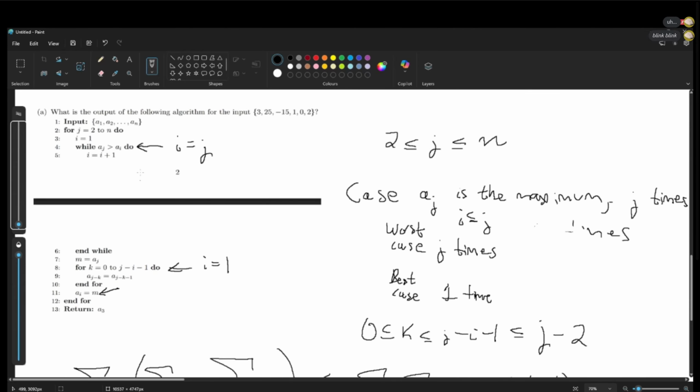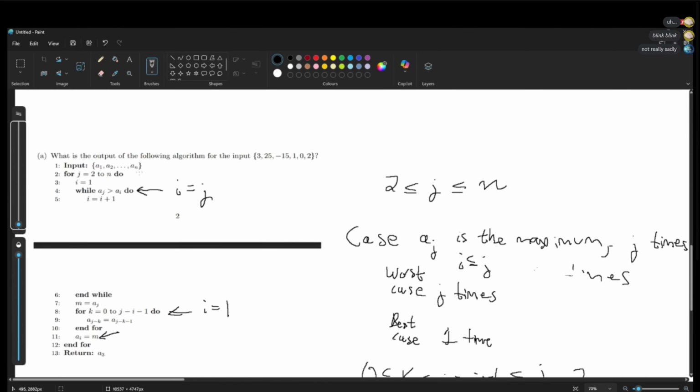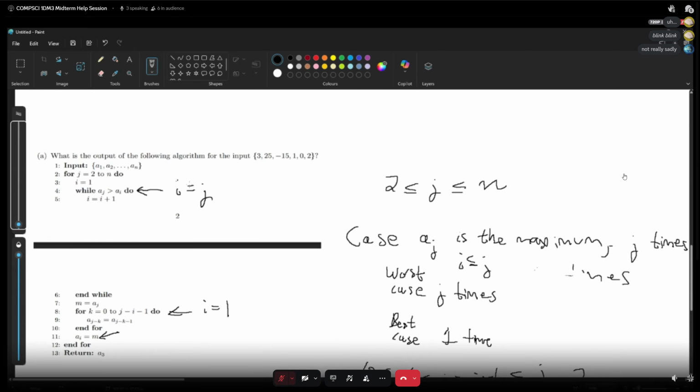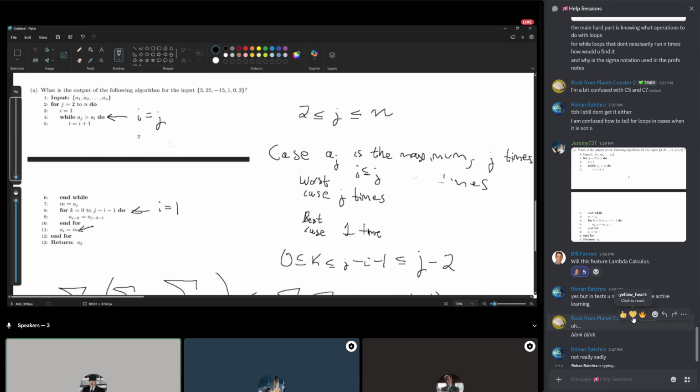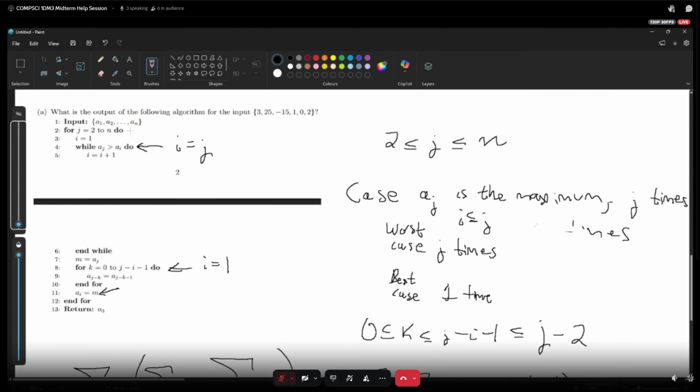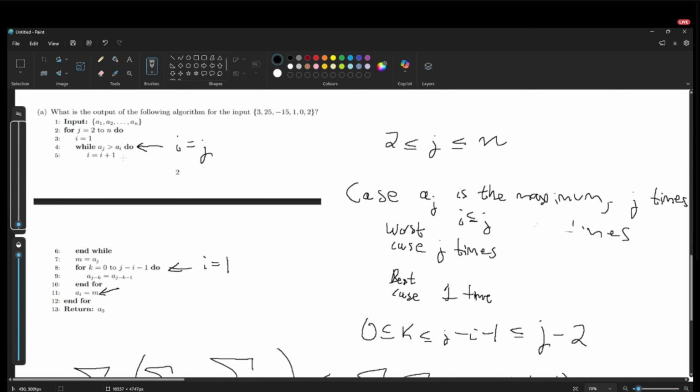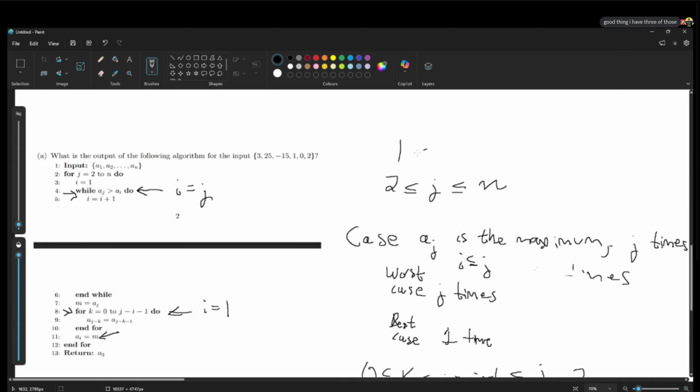Okay, Jeremy, what's another way to describe this? The idea that I'm trying to convey is that j goes from 2 to n, and i is at most j, so this while loop executes at most n times, and this for loop executes at most n times, or at most j times, sorry. So they're technically bounded by n, right? Yeah, I should say that.